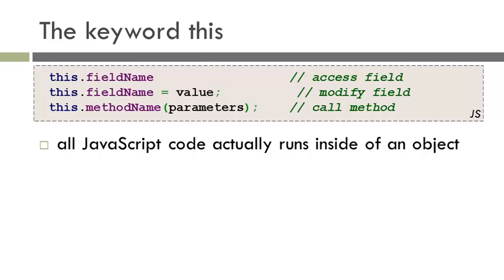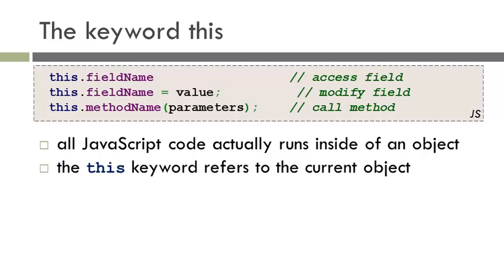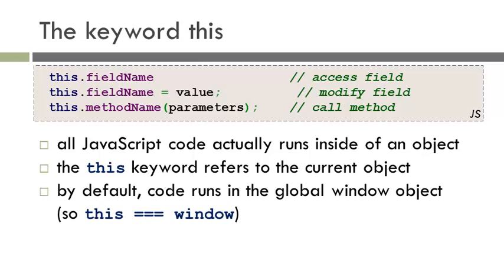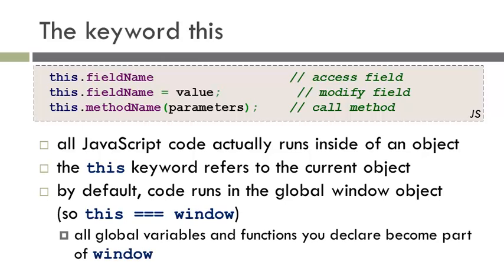When JavaScript code is executed, it runs inside of an object. Since all JavaScript code runs inside of an object, the reference to the current object can be referred to as this. By default, the code runs in the global window object, so the default of this is the current window. Any global variables declared become part of the current window object.